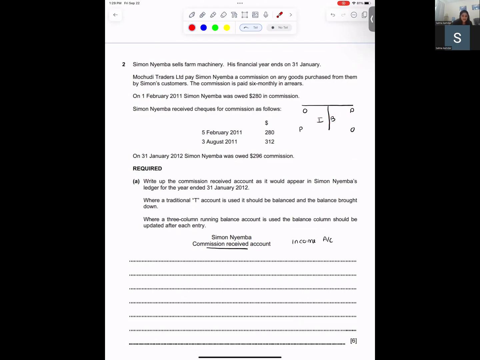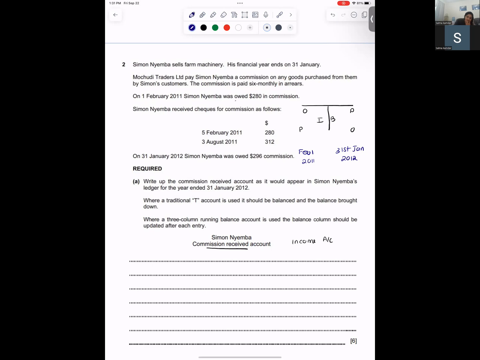We will read the question and try to analyze our first day and last day. Financial year is ending on 31st of January. If my financial year ends on 31st of Jan, that means my financial year would begin on Feb 1. Okay, Feb 1 to 31st of Jan. If you're not comfortable, you can always count the number of months to see whether your 12-month period is getting completed or not. Now, Mochudi Traders is paying Simon a commission on goods purchased from them. The commission is paid 6 monthly in arrears. On 1st of February 2011, that means my beginning of the year is February 2011. So end of the year would be 31st of Jan 2012.